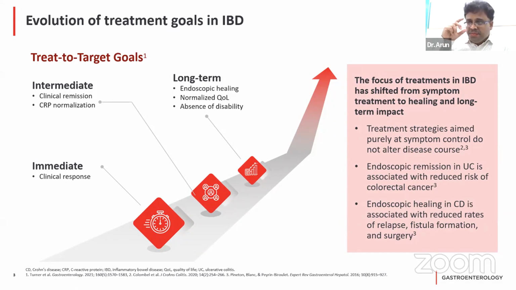Mainly, we need to target symptom control during the period of the disease course. And apart from that, endoscopic remission in ulcerative colitis is very important because, on serial follow-up, the patient's risk of progression to cancer will always be in the higher phase. So we need to prevent the evolution of colorectal carcinoma. Apart from that, endoscopic healing is very important.